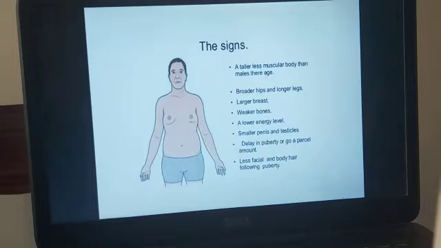The signs of these individuals are they are taller than the usual males, broader hips and long legs, large breasts, weak bones, lower energy level, small penis and testicles, delay in puberty, and less facial hair on the body.